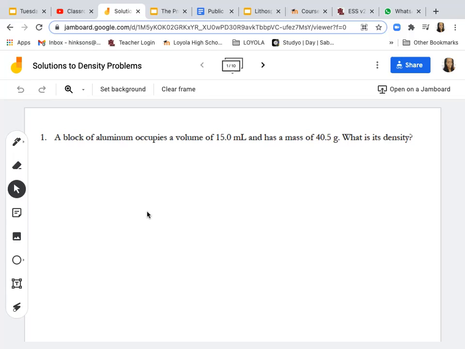Alrighty, so I'll put the Jamboard up there. I'll put the solutions up there. Yes. Okay, so you guys are going to have to send me an email and tell me that. Send me an email and say I didn't hand it in.